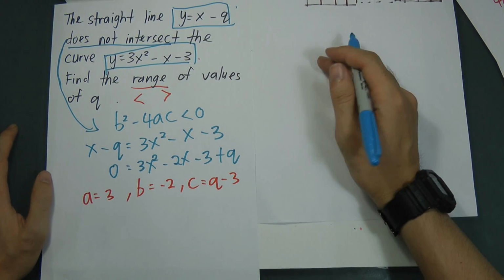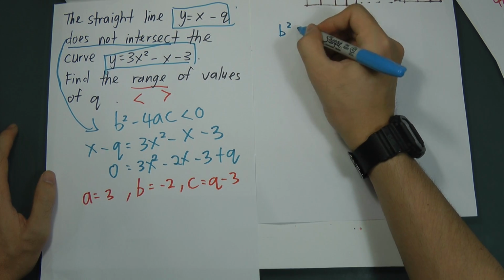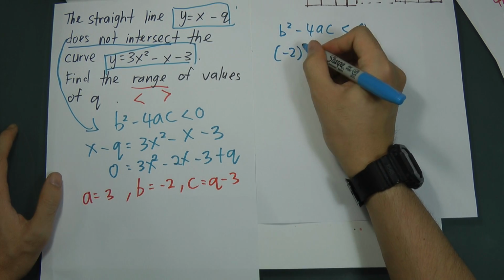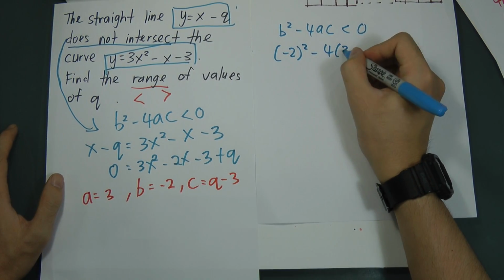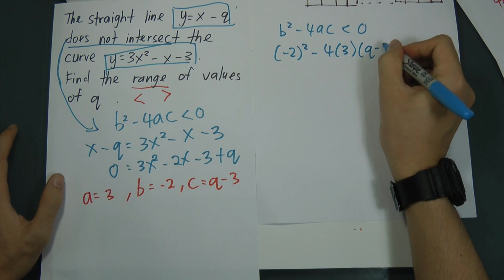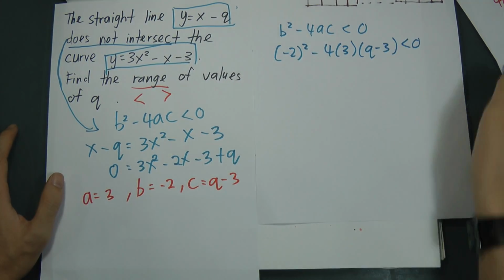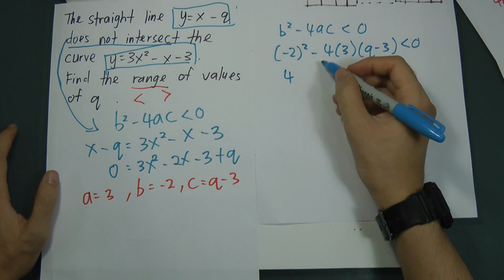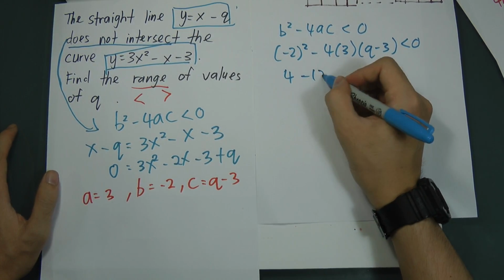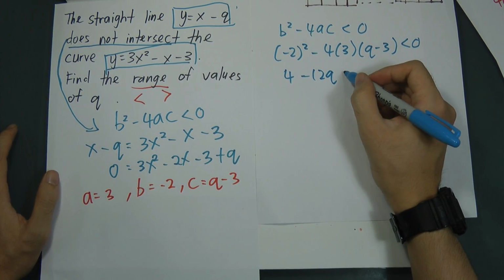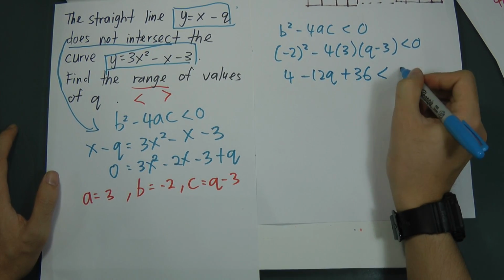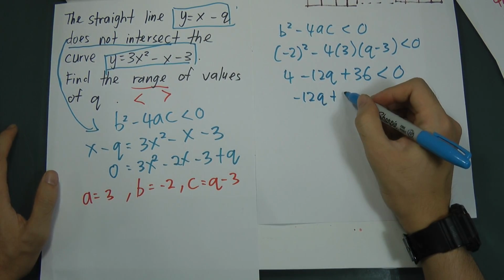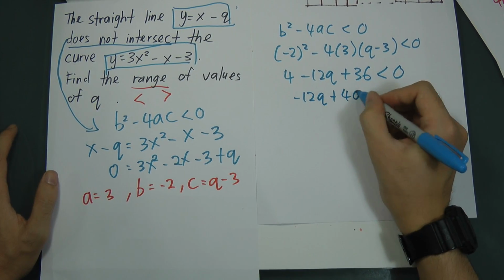Then b squared minus 4ac smaller than 0. b over here is negative 2, squared, minus 4 times a and c, which is q minus 3, smaller than 0. So I just solve this inequality and I can get the range for q. This one will be 4, this one is negative 12q. Negative 12 multiplied by negative 3 will be positive 36. Smaller than 0. So negative 12q plus 40 is less than 0.